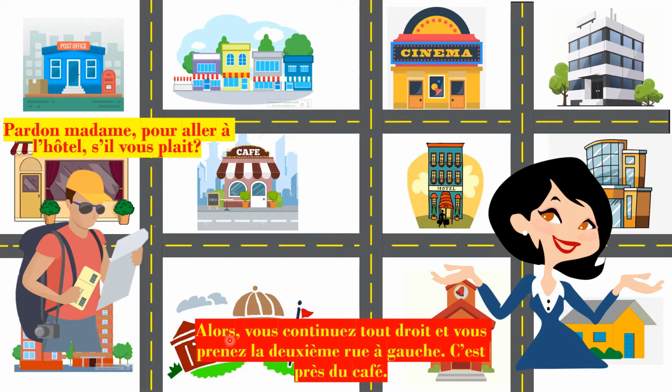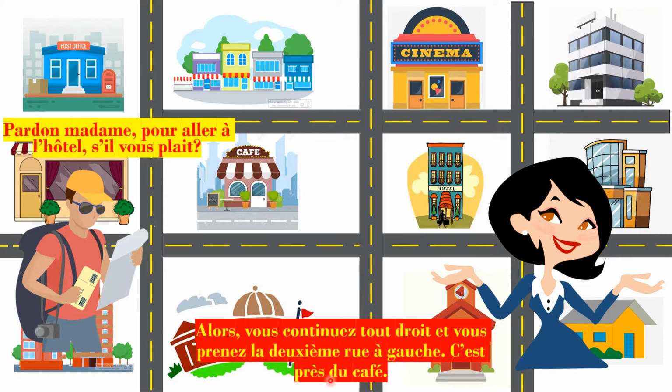So, alors, vous continuez tout droit, you carry on straight ahead. Remember, droit is the right side, gauche is the left side, but tout droit is straight. So droit by itself is right, but tout droit is straight. So continue straight ahead et vous prenez la deuxième rue à gauche. Deuxième is the ordinal number for two, and you have to take the second road to the left. Gauche is left, deuxième second.